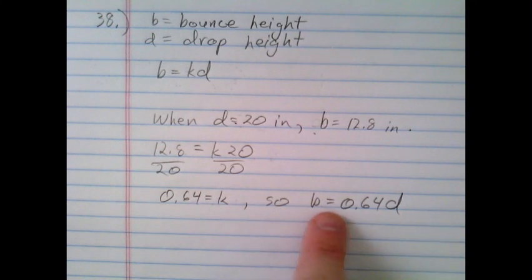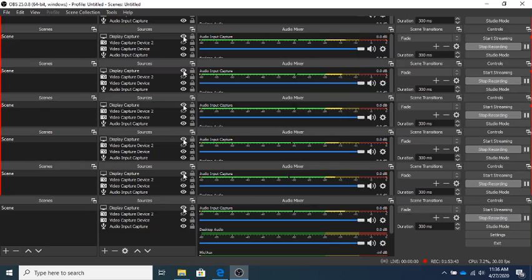So in other words, the bounce height will be 64% of the drop height, which sounds right for most balls. If I hold a basketball out in front of me and drop it, it's probably not going to make it all the way back up to my hands. It makes it about 2/3 of the way. That sounds right. Alright, now we can actually answer the question.